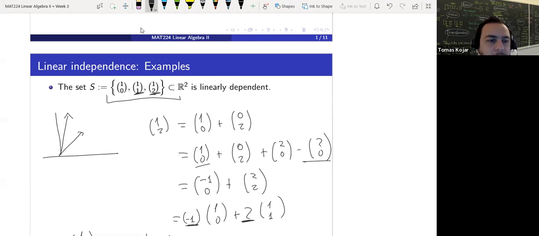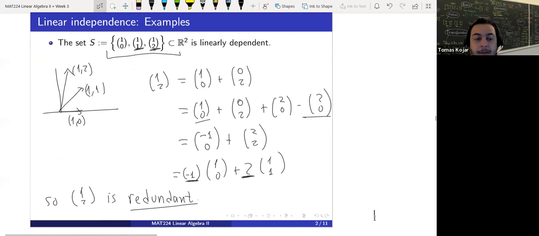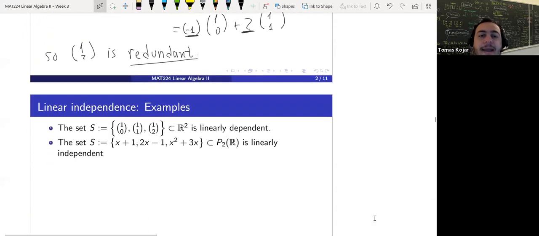Okay, so yeah, this is (1, 0), and this is (1, 1), and this is (1, 2). All right. So (1, 2) is redundant. So S is linearly dependent.